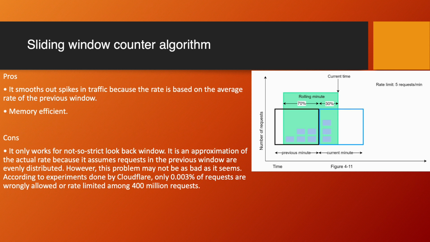The pros of this approach: it smooths out the spikes in traffic because the rate is based on the average rate of the previous window, and it's memory efficient. Cons: it only works for a not-so-strict look-back window. It is an approximation of the actual rate because it assumes requests in the previous window are evenly distributed. However, this problem may not be as bad as it seems. According to the experiments done by Cloudflare, only 0.003% of requests are wrongly allowed or rate limited among 400 million requests.